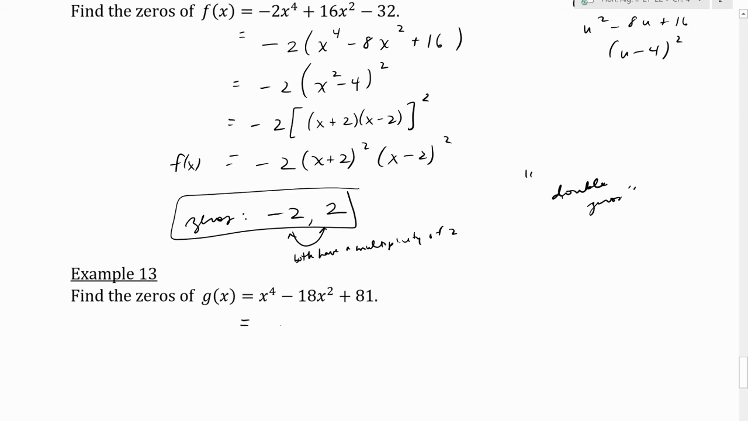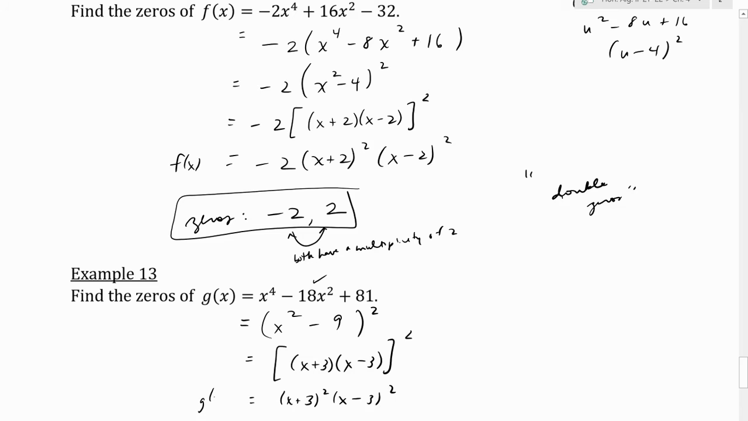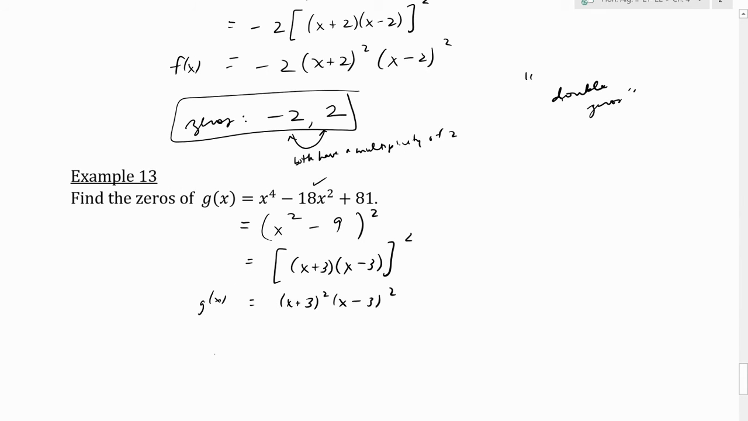Find the zeros of this. Hopefully you've got where I can just go straight to here. Oh, wait, I don't even have to do that. It's a perfect square. 9 and 9 make 18, make it a negative. So this is an x plus 3, x minus 3 all squared. So our zeros are -3 and +3. Both have a multiplicity of 2, or you could call them both double zeros.